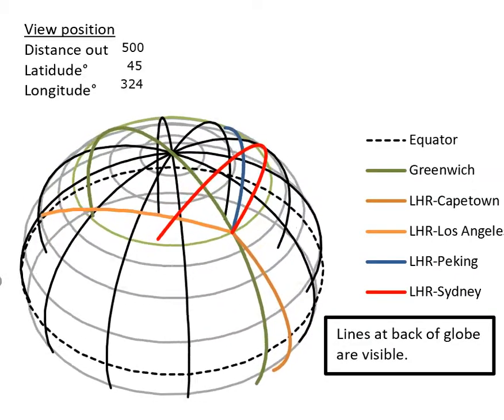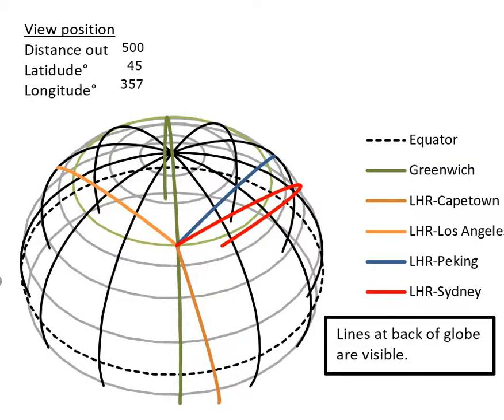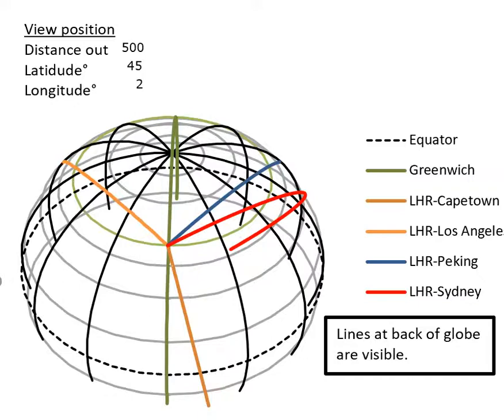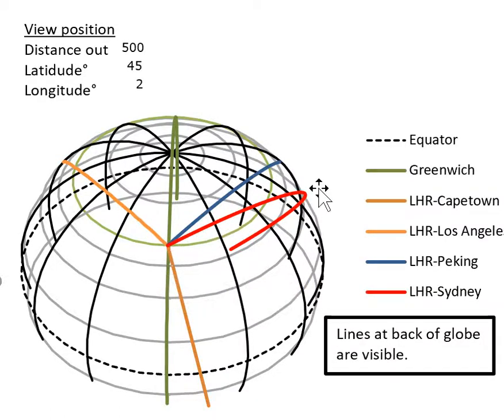Right. Okay, so here we go again. I'm just trying to stop it. There we are, we're at longitude 3 and longitude 2. So we've got London pretty much in the centre of the screen, and then we can see the great circle to Sydney is red, and it starts by going north before it goes south.